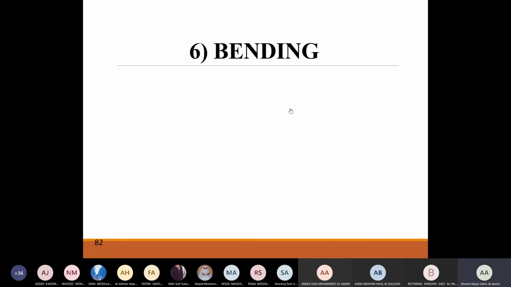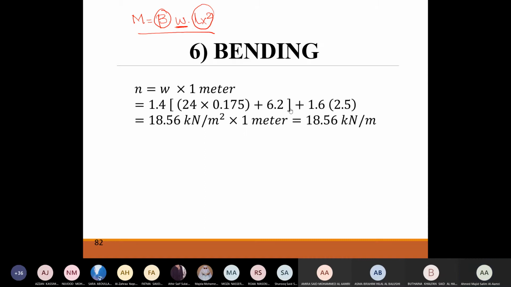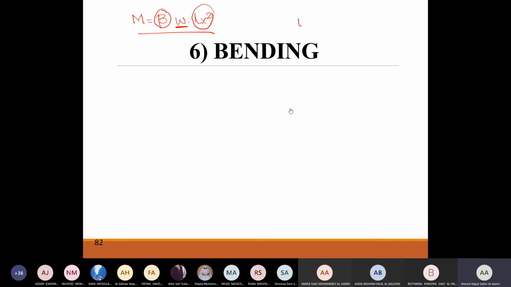So now for the bending, we have already said that our moment equation is equal to beta W into Lx squared. Now we know what's our beta. We have got it from the previous slides. We know what's our Lx, which has been given in the question. The remaining thing for us is the value of W. Now to calculate our W, if you remember, we said W will be consisting of dead load and live load. Dead load will be consisting of self weight and finishes. Dead load to be multiplied by 1.4. Live load is to be multiplied by 1.6 according to the combination.